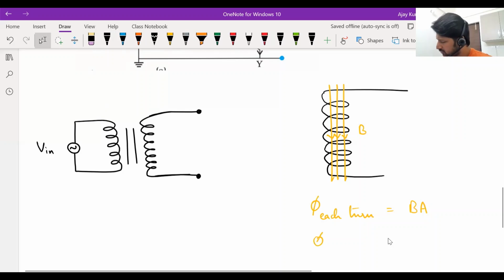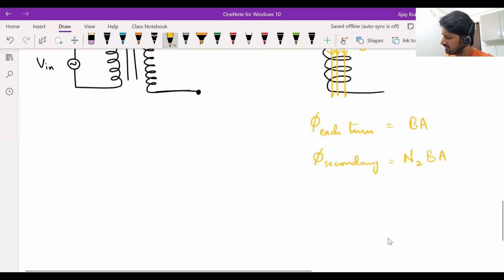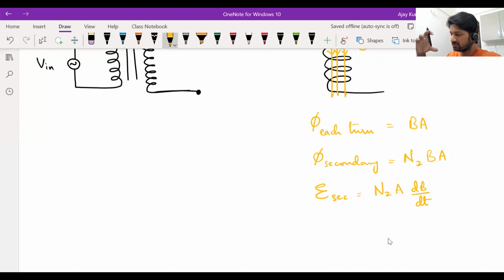Then the total flux through the secondary coil will be the number of turns in the secondary coil, N2, multiplied with BA. And then from Faraday's law, the EMF induced in the secondary coil will be d phi by dt, the derivative of this. So N2 A dB by dt. The magnetic field will be a time varying magnetic field. That is how you get EMF in the secondary coil. So the EMF that you get across the secondary coil depends on the number of turns.